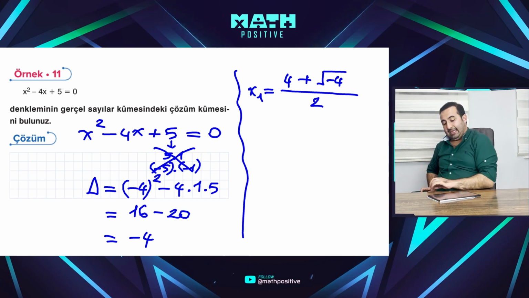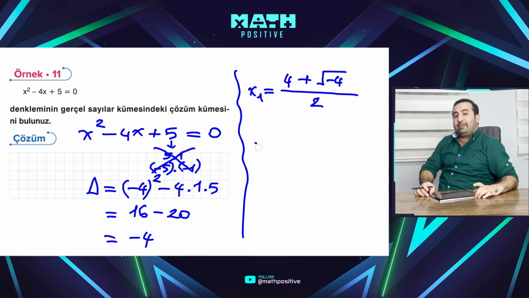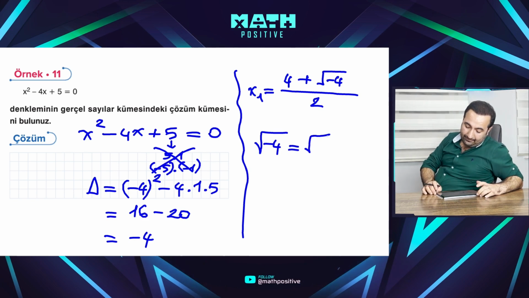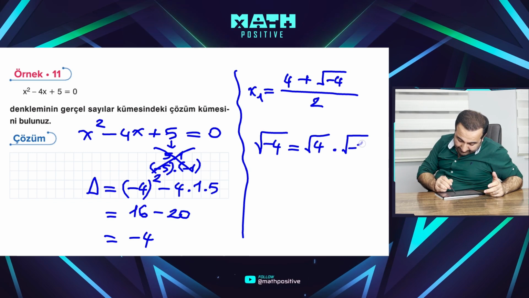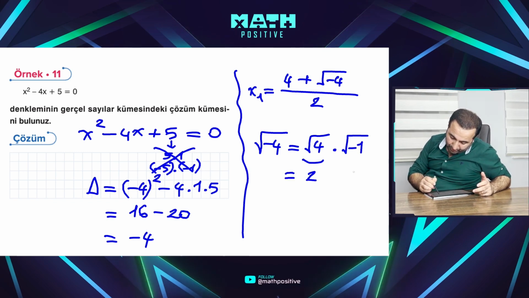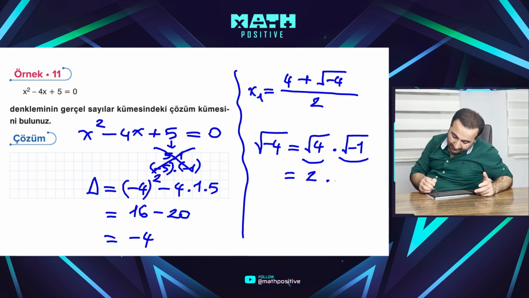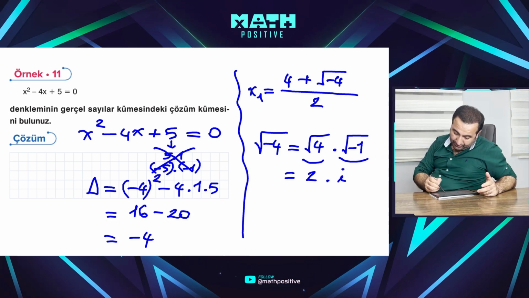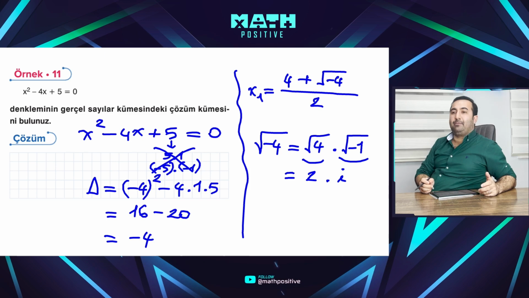As you see, if our discriminant is negative, we cannot have real roots. Square root of minus 4 equals square root of 4 times square root of minus 1. This equals 2, and this one is the complex number i.